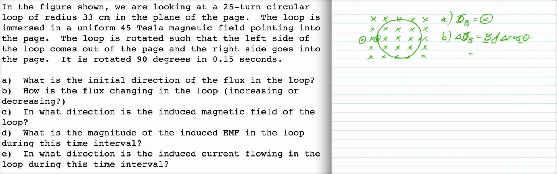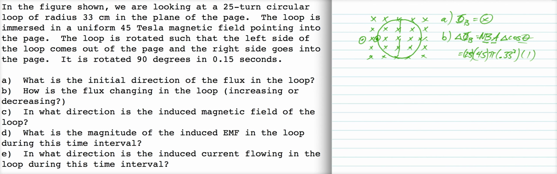So, well, let's see, the magnetic field is 45 Tesla. The area, oh, it's 25 turns as well, so I've got to put an N on this, don't I? So it's 25 times 45 Tesla. And then we have pi r squared for the area. The radius of this thing is 33 centimeters. And delta cosine theta is 1. Right, because initially cosine theta is 1, but once this loop turns so that it's sideways, cosine theta is 0. So delta cosine theta is 1.